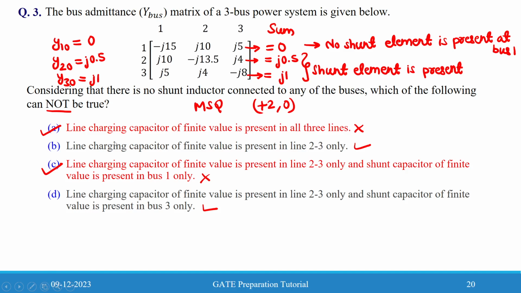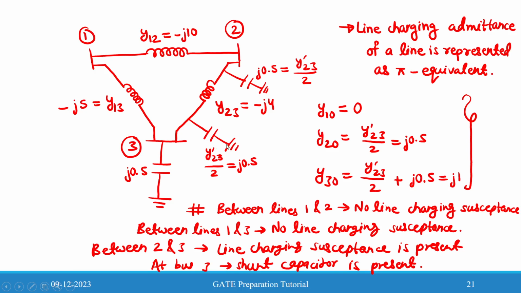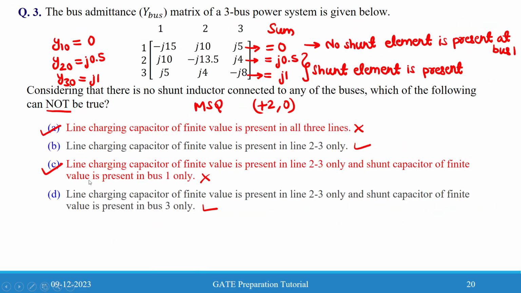The first option is that line charging capacitor of finite value is present in all three lines. It is incorrect. The second option is that line charging capacitor of finite value is present in lines 2 and 3 only. Yes, this is correct. We have seen that line charging capacitor is present at 2 and 3 only. And the third option is that line charging capacitor of finite value is present in lines 2 and 3 and shunt capacitor of finite value is present in bus 1 only. So this second statement is correct.